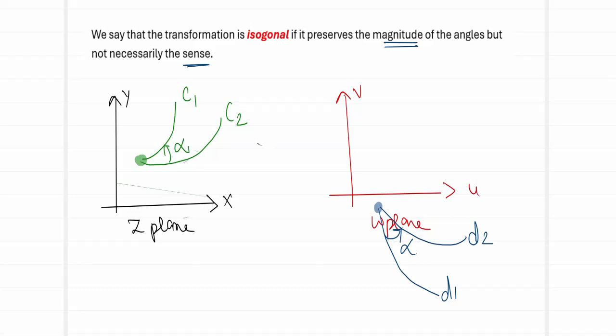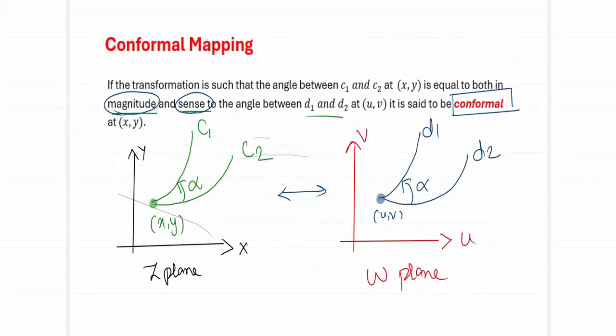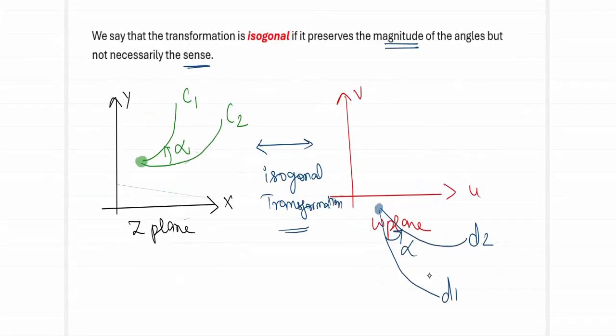In which case, this kind of transformation is referred to as isogonal transformation. I suppose now you would have got the difference between what is meant by a conformal transformation. A conformal transformation is one that preserves both magnitude and the sense. So you call it conformal. If it preserves only the magnitude but not the sense, then the transformation is referred to as isogonal.